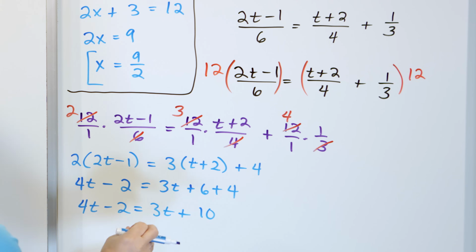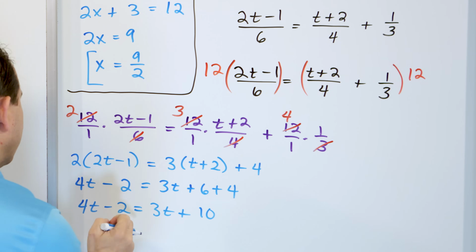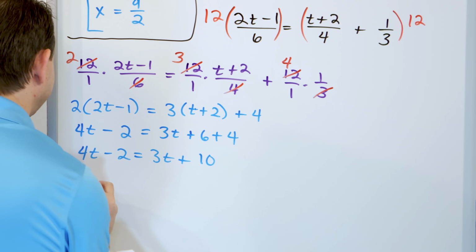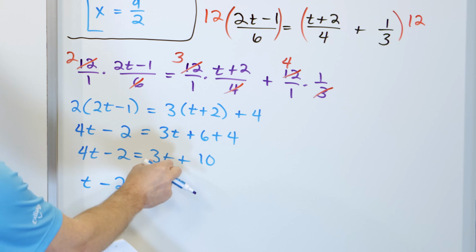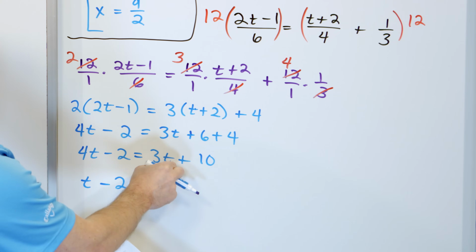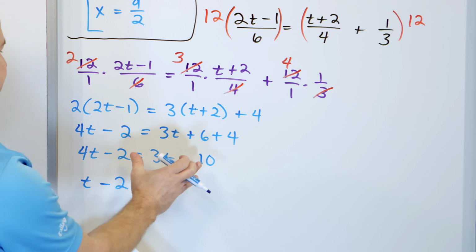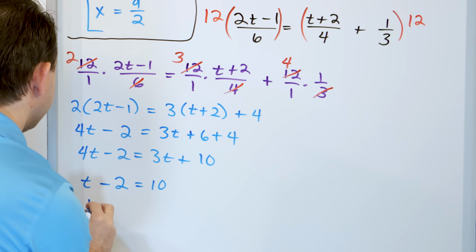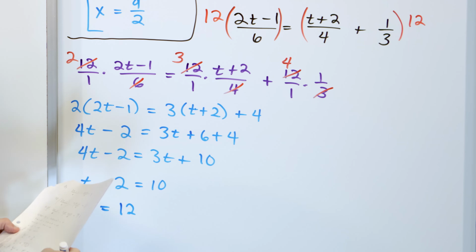Now I need to move the t terms. Let's take the 3t, subtract it from both sides. So 4t minus 3t is t. Let's leave the minus 2. Let's leave the 10 for the next step. All I've done is subtract the 3t. That disappears from the right. Subtract 3t, giving me t. These terms stay the same. Now I move the 2 over. T equals adding 2, 12. So t is going to be equal to 12.